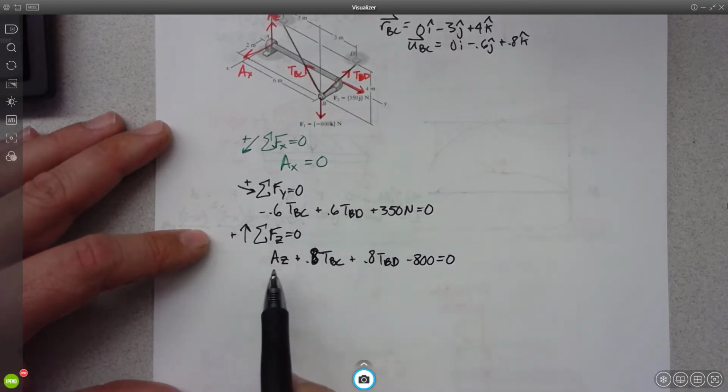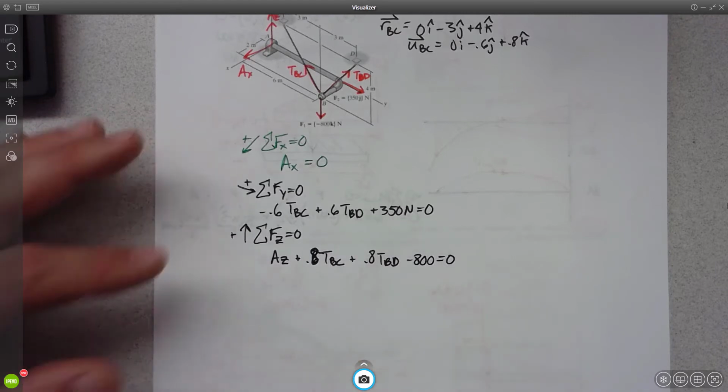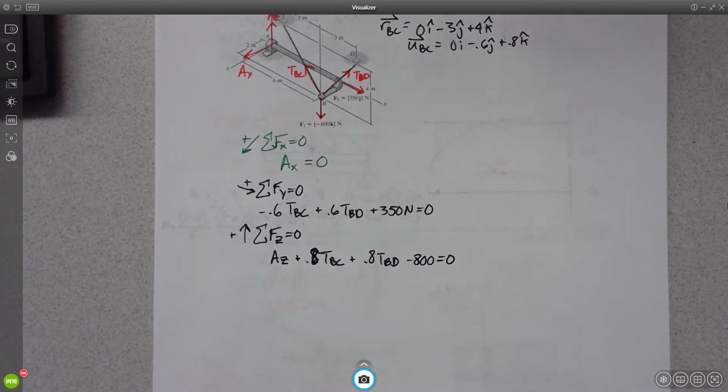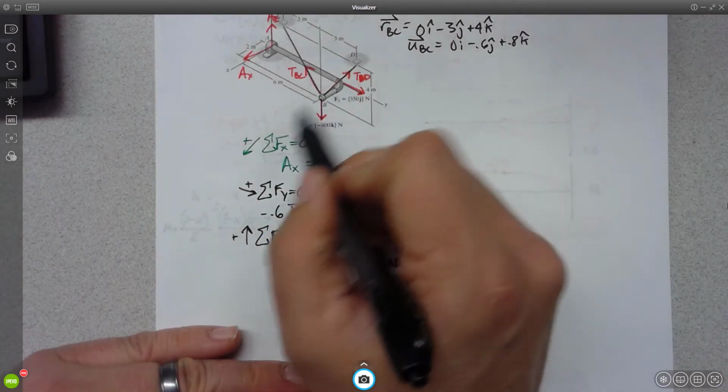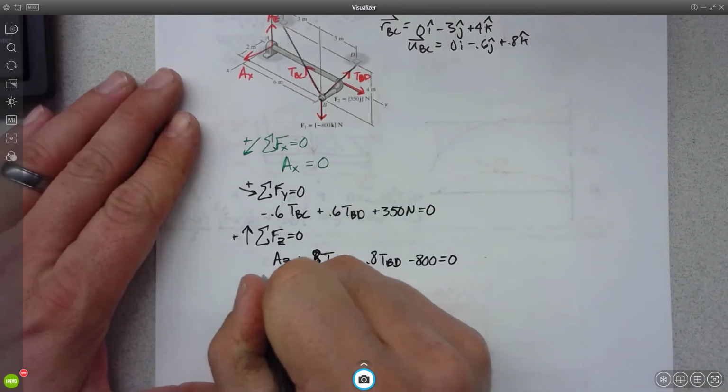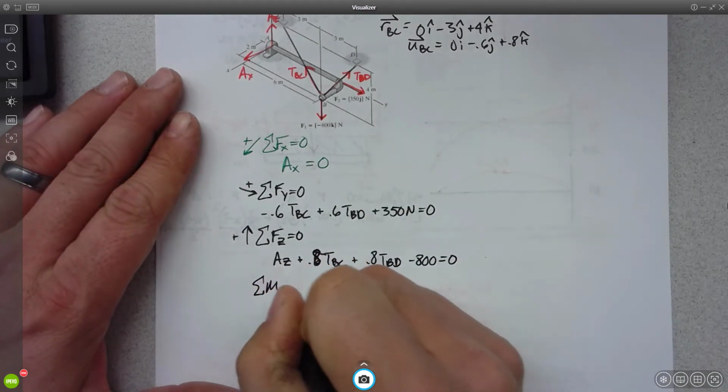So I have 1, 2, 3 unknowns and just 2 equations. So let's see, what's the easiest next equation? I only need one more. What's that? Moment about what? Moment about B. Ooh, yeah. I like that. Moment about B. Well, so we have to do it about an axis. So let's sum the moments about the x-axis at B.